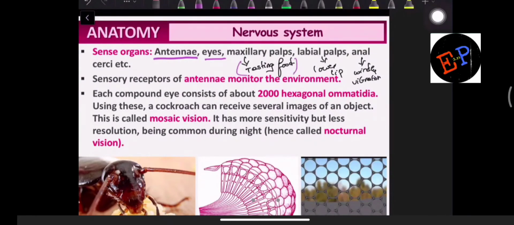Tasting of the food material. That is the function of the maxillary palps. Clear, no? Labial palps. Labium we have studied. Now what is meant by labium? The lower part of the lip is called the labium.